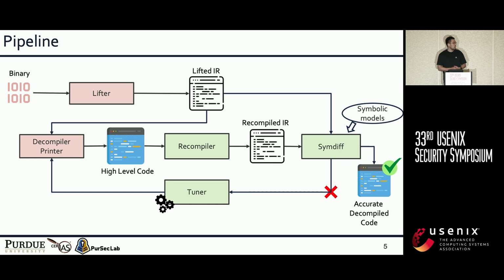And then the SYMDIFF will compare the symbolic models of different IRs. If the IRs are semantically the same, then it will just directly output the decompiled code. If it's not the same, we will use a third component, which is called tuner, to toggle the existing heuristics in the decompilers to generate the new high-level code, and then to recompile and verify it again.